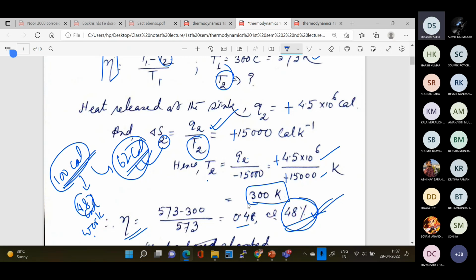48% efficiency. Efficiency of what? Efficiency of conversion of heat into work. Hence, if the system absorbs 100 calorie of heat from the higher temperature source, it will convert 48%, that is 48 calorie, into work, and the rest amount of heat, sorry, not 62, I think 52 calorie of heat, will be released to the lower temperature sink. So this is the meaning of 48% efficiency.